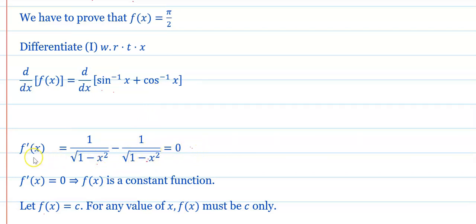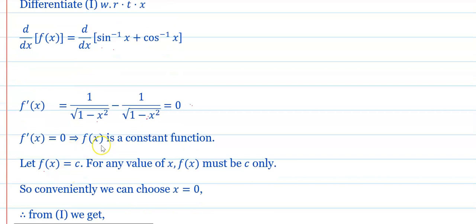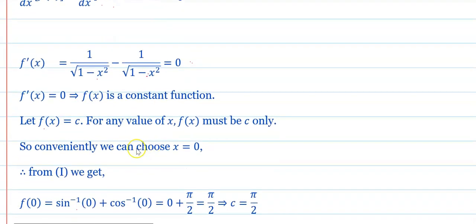मग एखाद्या फंक्शनचा डेरिव्हेटिव्ह 0 आहे म्हणजे तो फंक्शन कसा असणार आहे, तो कॉन्स्टंट असणार. f dash of x is equal to 0. It implies that f of x is a constant. Okay, means what? Let f of x be equal to c. For any value of x, f of x must be c only. So conveniently we choose x is equal to 0. 0 ची value find out करायला आपल्याला easy जाणार आहे.